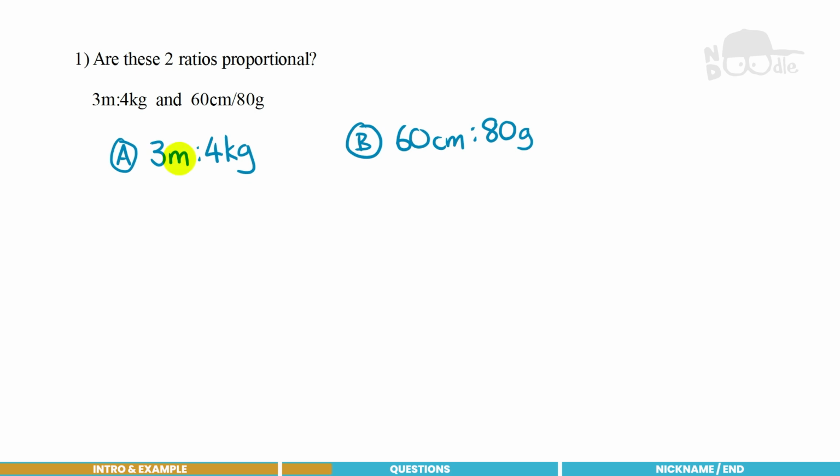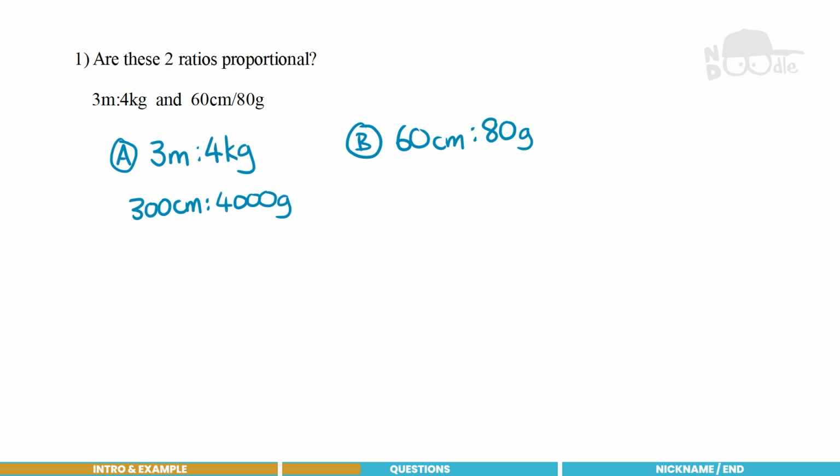Here, we have meters and centimeters. Meters are bigger than centimeters, so I'll convert those. There are 100 centimeters in 1 meter, so 3 meters becomes 300 centimeters. We also have kilograms and grams. Kilograms are larger than grams, so I'll convert the 4 kilograms. And there are 1,000 grams in 1 kilogram, so this becomes 4,000 grams. Cool, we've now got matching units.